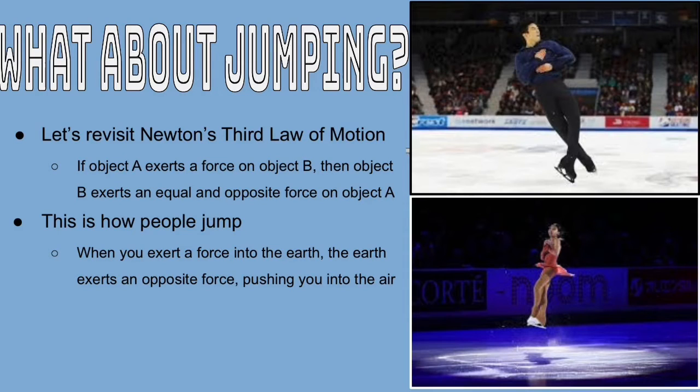Okay, so since we went over spinning, the next step is to look over the next important element in figure skating, which is jumping. And to do this, we're going to revisit Newton's third law of motion, which states that if object A exerts a force on another object B, then object B would exert an equal and opposite force on object A, which means it would exert a force with an equal magnitude in the opposite direction. And just like on ice, this is how people do it on Earth too. So, if you exert a force into the Earth by bending your knees and pushing downward, the Earth would exert an opposite force up into the air, which helps people jump on Earth.